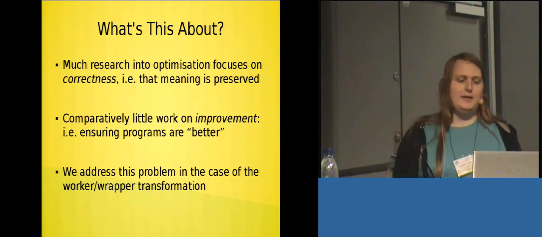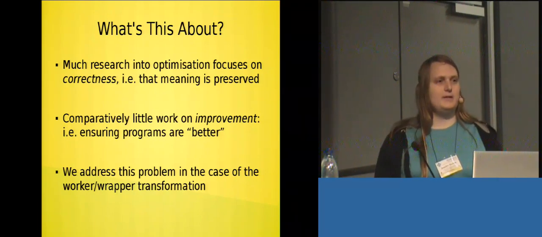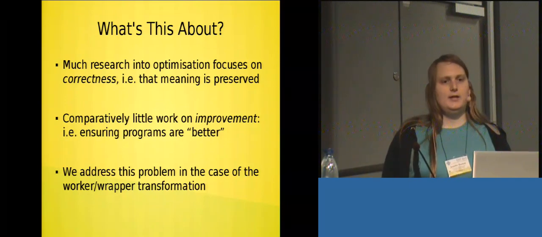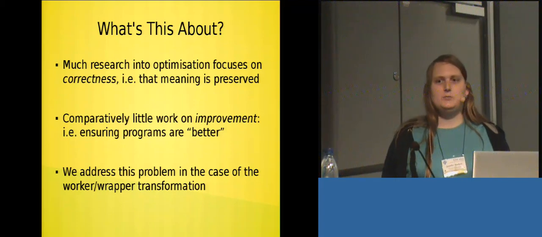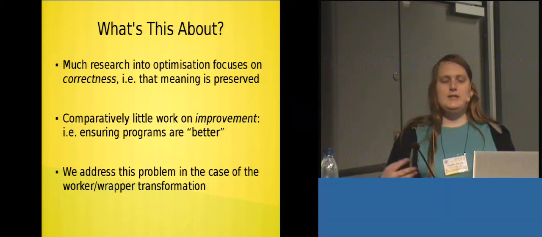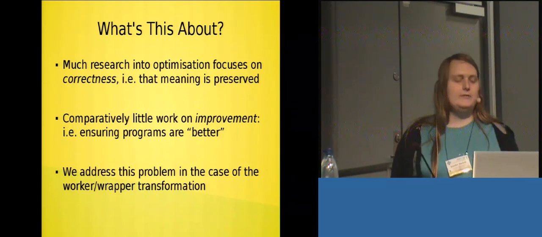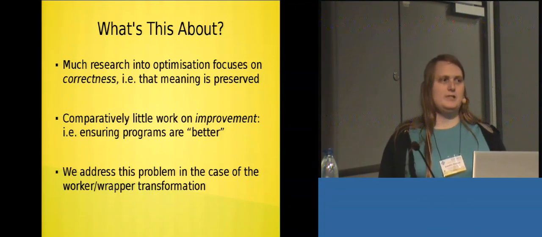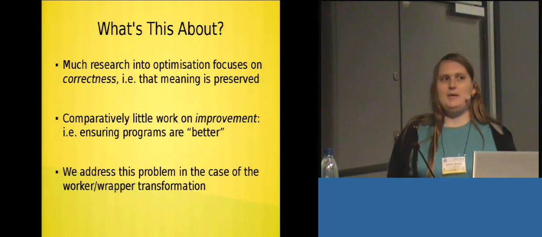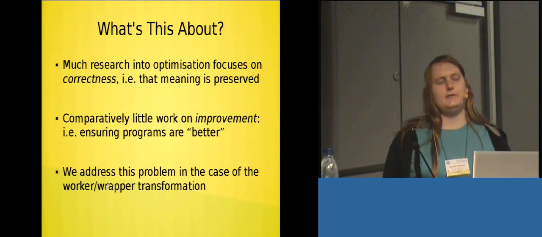So what's this actually about? Well, there's a lot of research into correctness of optimizations. People studying how you can prove that some program transformation doesn't change what the program actually does. We can talk about the meaning being preserved in some sense. There's significantly less work on improvement, which is how we can be sure that the program we get out is actually better. It's actually quite a difficult problem, especially for lazy languages like Haskell, so it's not that surprising.